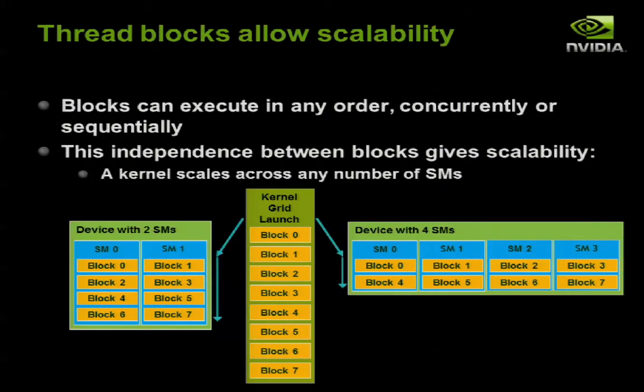Now, one of the other advantages of breaking up your problem into these blocks of cooperating threads is that it gives you scalability automatically. Think of the following situation where you want to launch a grid consisting of 8 blocks. Well, the CUDA model doesn't say anything about when these blocks are being executed. So depending on the type of hardware you're sitting on, you might be on a device that has 4 streaming multiprocessors or 14 streaming multiprocessors.